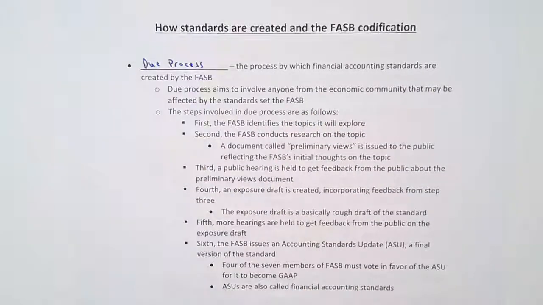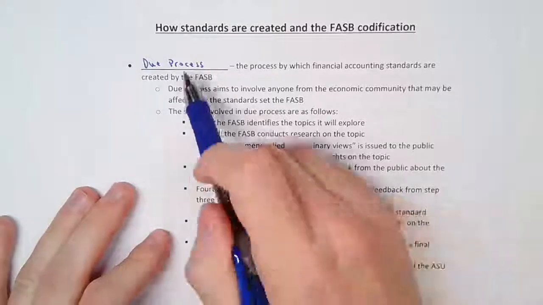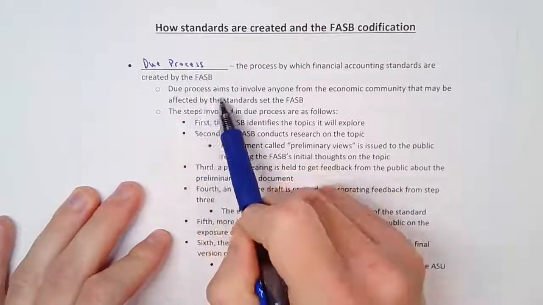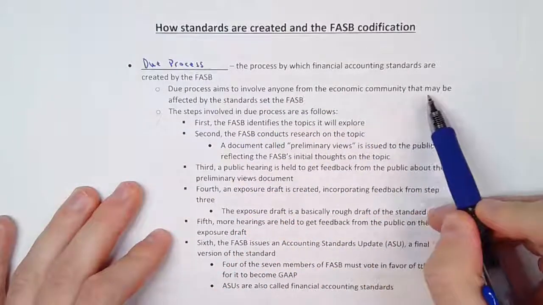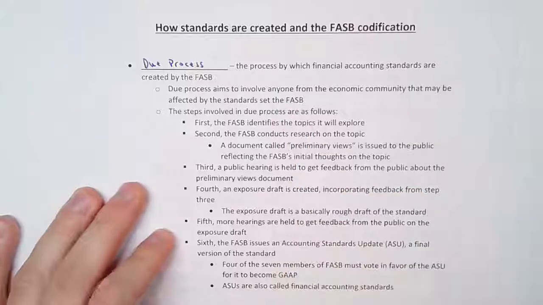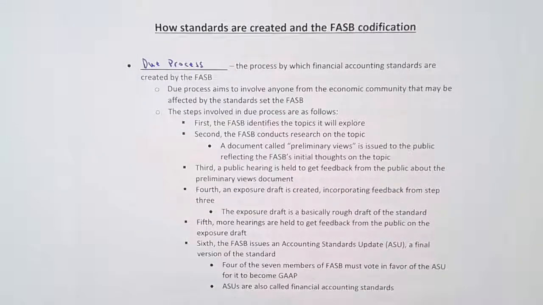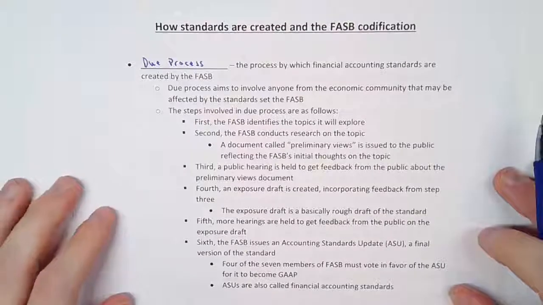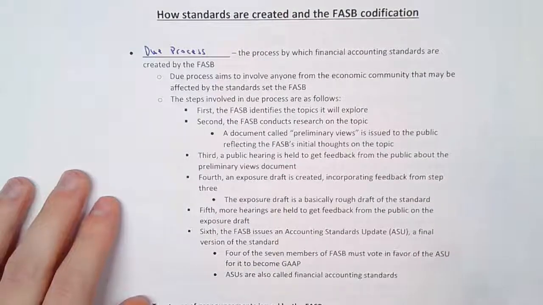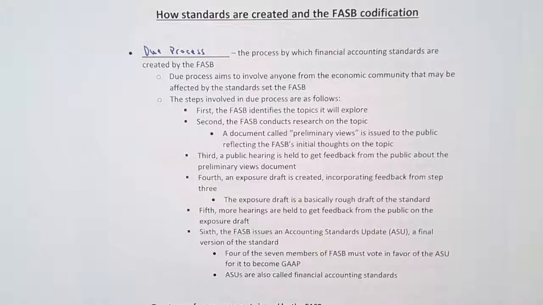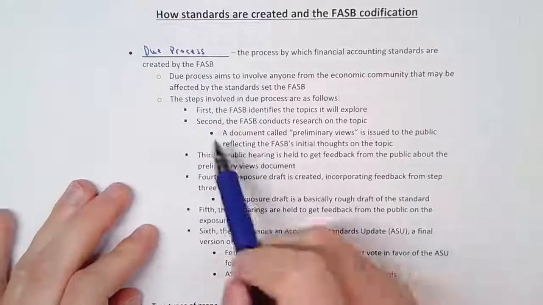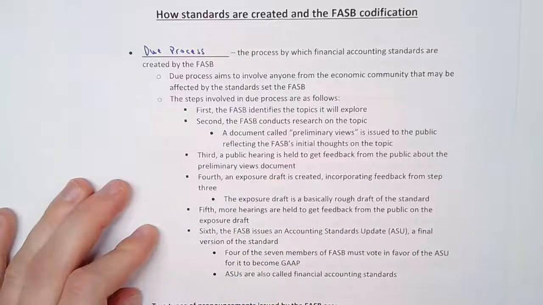Okay, and so the way that this works is that in the past, the FASB has been criticized by a lot of people, the public and the economic community, because it seems like they might have been ignoring people's wants and needs. And so what happens with due process is that it aims to involve everyone from the economic community that may be affected by the standards set by the FASB. So they just want to get everyone's input into the standards to make sure that they're being formed in a way that is beneficial for everyone and reflects the economics of the transaction, but also is not hurting groups unnecessarily, basically.